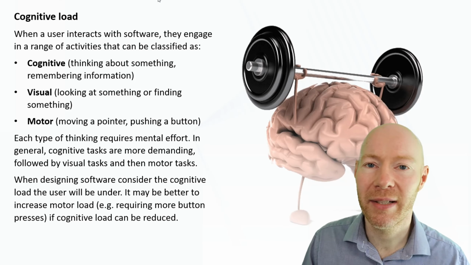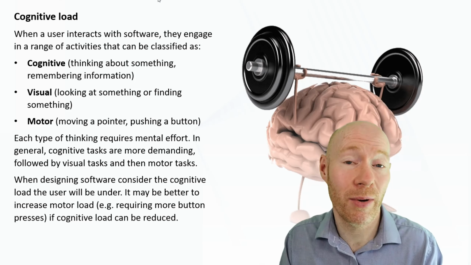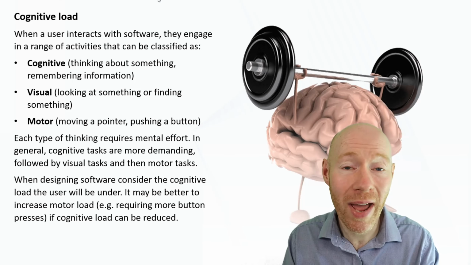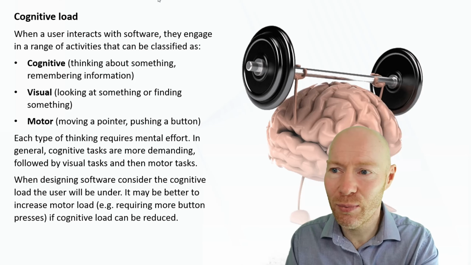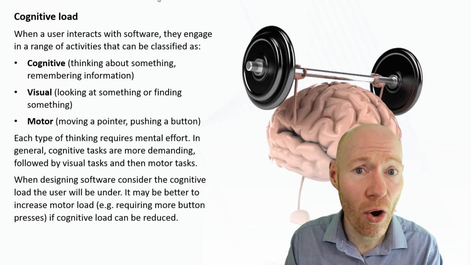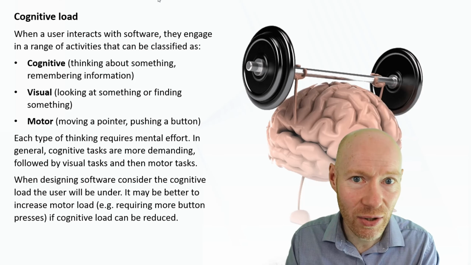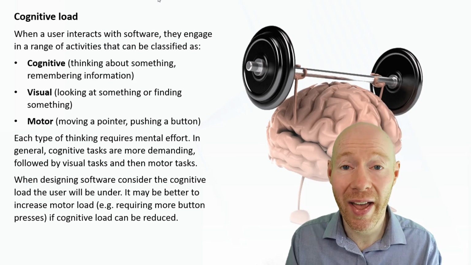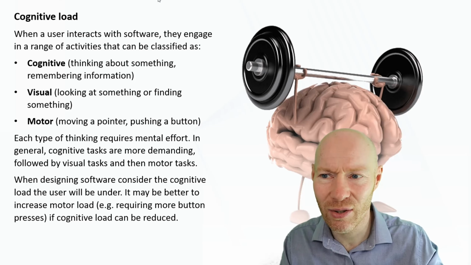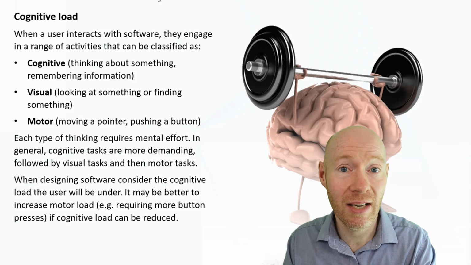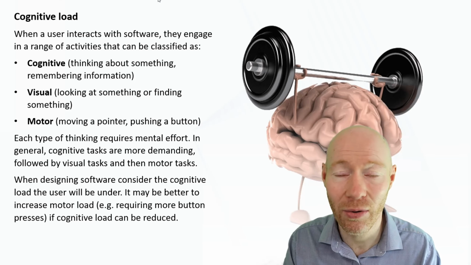Cognitive load's another aspect of how we think, and this is something we've talked about through some of the earlier videos. As users interact with software, they do a range of different activities, and we can classify them crudely as cognitive activities, where they're thinking about something, remembering information. We also have visual activities, where they're looking to find a particular piece of information, or trying to look at the structure of something and understand it. There's also motor actions, where they're touching an interface, moving a mouse pointer, clicking on something.